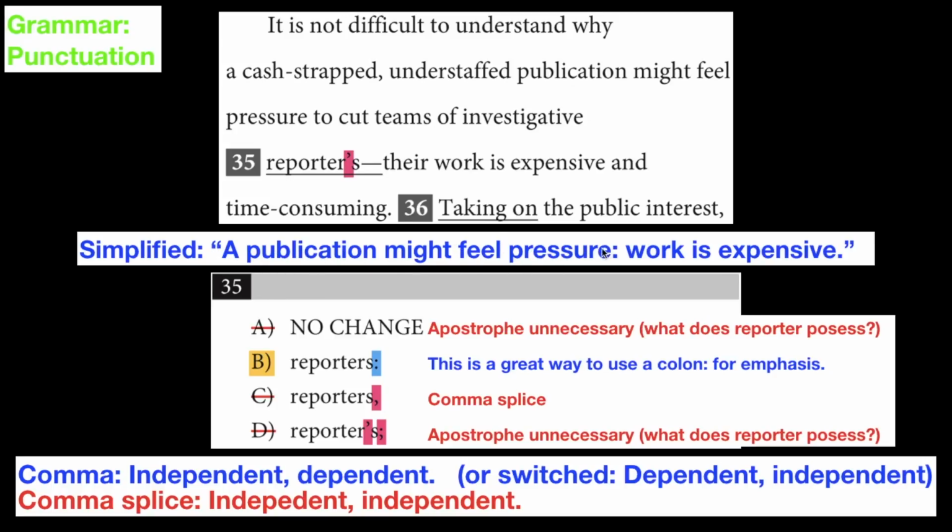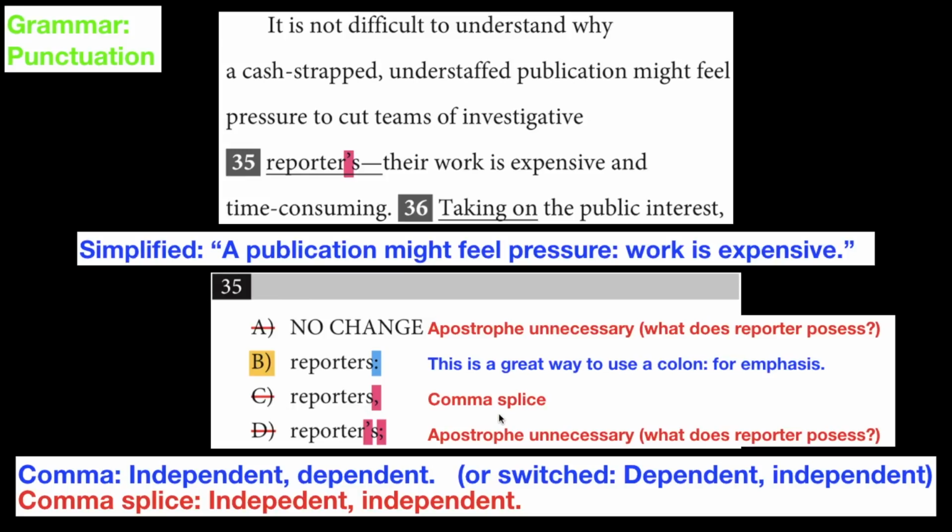An independent clause is just a group of words that can freely stand on their own if they want as a fully working sentence. A publication might feel pressure, period. That could be a sentence. So therefore, it's an independent clause. Independent clause, colon, and then whatever you want. Sometimes it's a list, sometimes it's a word, sometimes it could be a full sentence. But everything before the colon has got to be an independent clause, and it is. That's why B is a great choice.